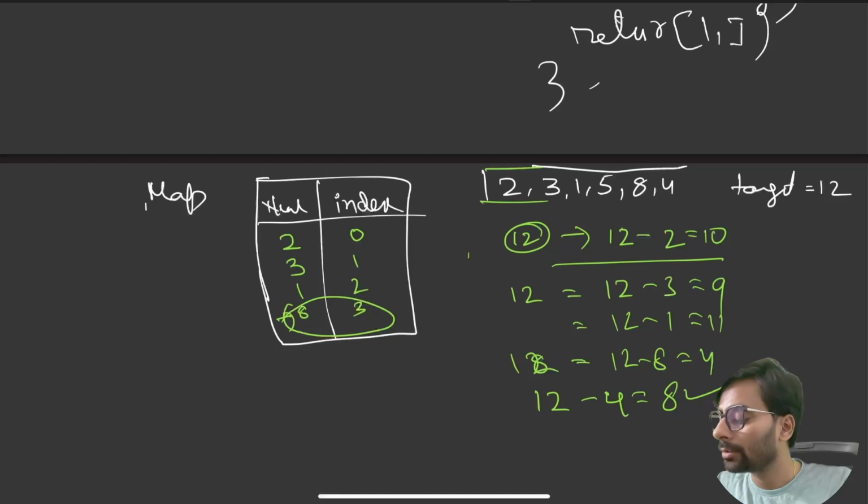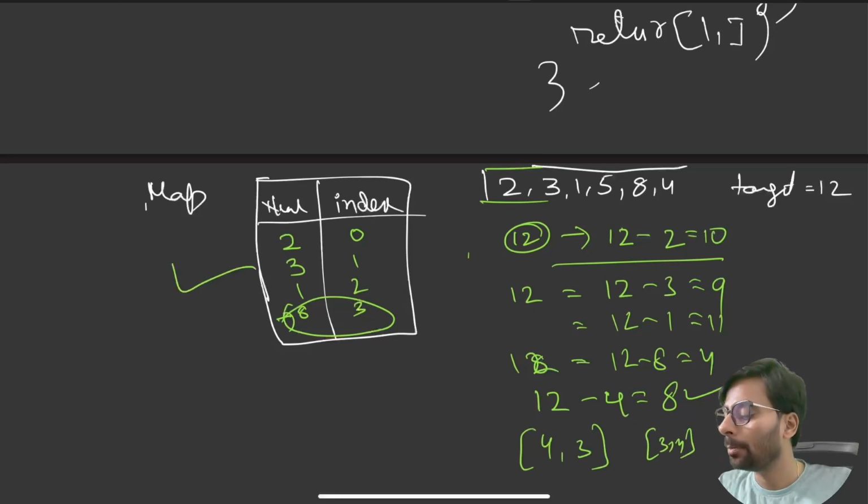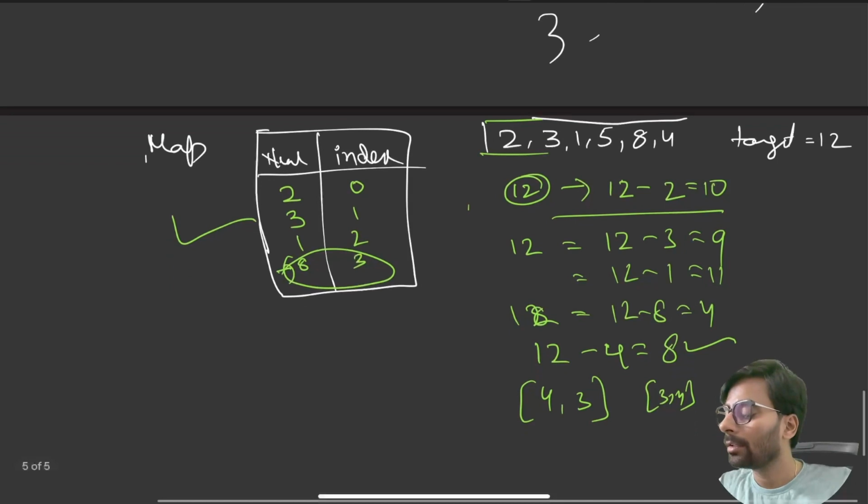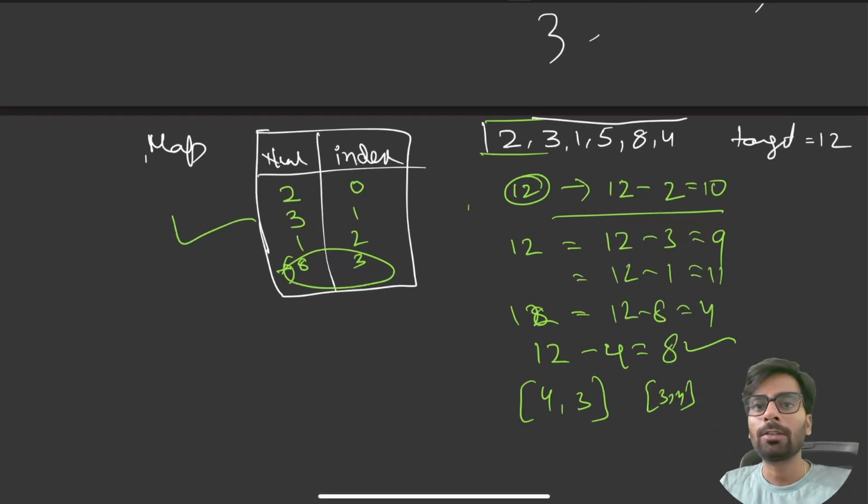So yeah, I got it. So I can just return the current index. Current index is 4. And what is the index of 8? That is 3. So I can return either 4 comma 3 or 3 comma 4. So that's how we are going to solve it. So the map is helping us in finding the values which have already occurred. I am interested in finding the complement of the values, because if I have to reach the target, I need the complement, right?